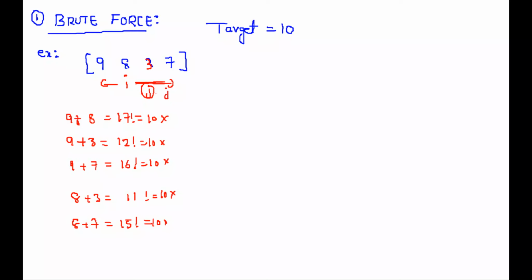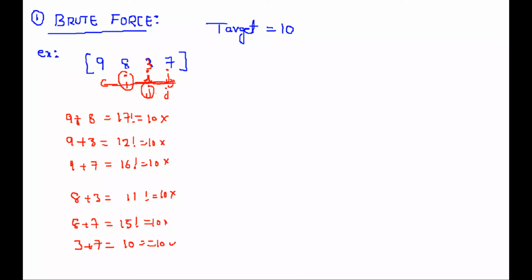Now again, we will move I to the right side. Now this will be the new I. Now again, what will be the J to the right side? The J is here. Here we don't go back. Again, we will go to the right side. So now what is the new pair? The new pair is 3 plus 7 is equal to 10, which is equal to our target value 10.